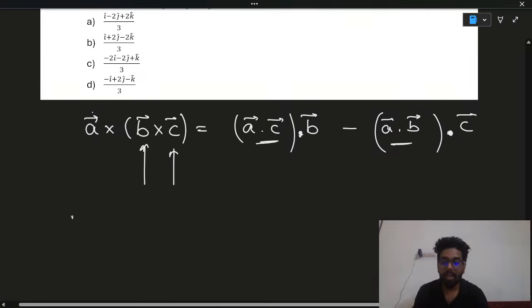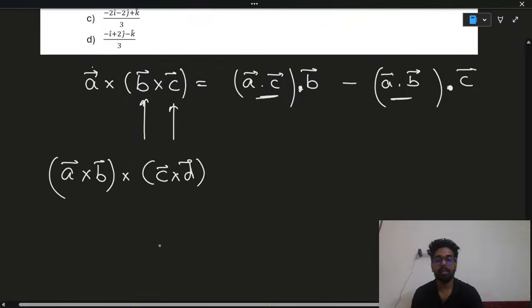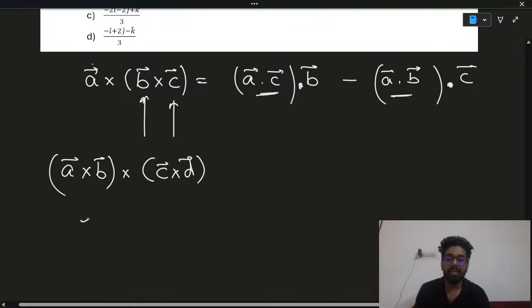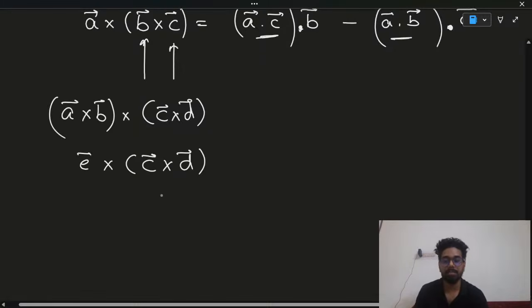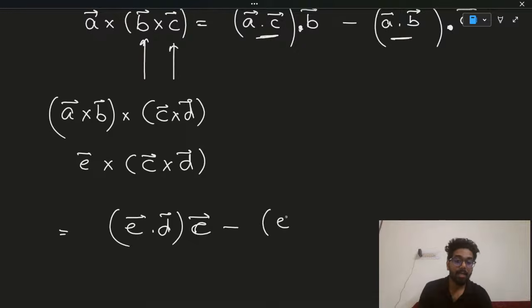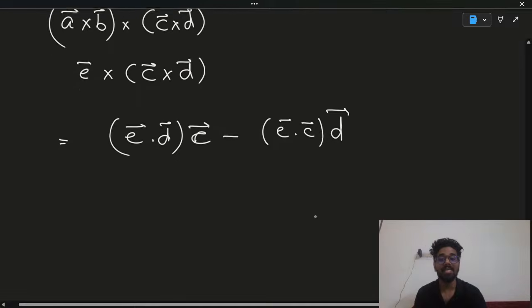Now we are having A cross B vector cross C cross D vector. Alright, now you can take this as E vector cross C vector cross D vector. So what will be the answer? The answer is very simple. It is equal to E dot D into C vector minus E dot C into D vector. Right? Exactly the same formula. Now what is E? E is A cross B.